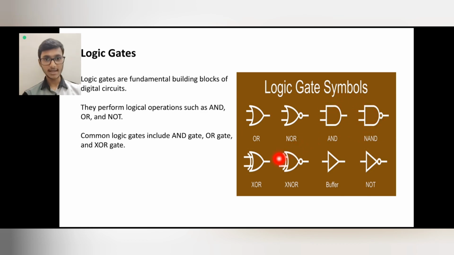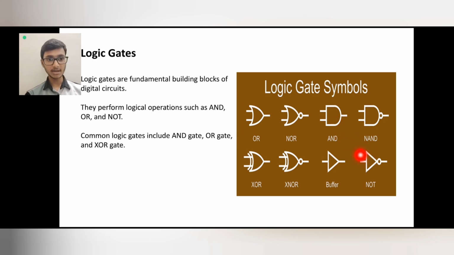And XOR gate. XOR gate is nothing but exclusive OR gate. So this XOR gate and XNOR gate are nothing but universal gates. They can represent any logic gate such as OR gate, NOR gate, and AND gate in the form of XOR gate and XNOR gate.